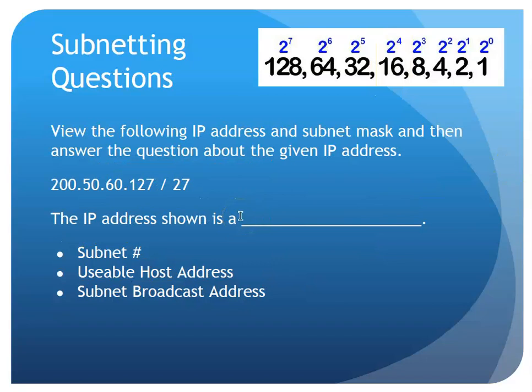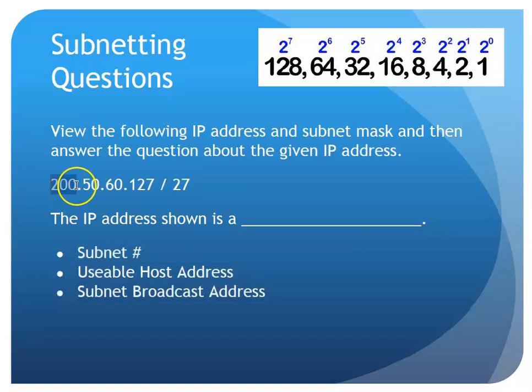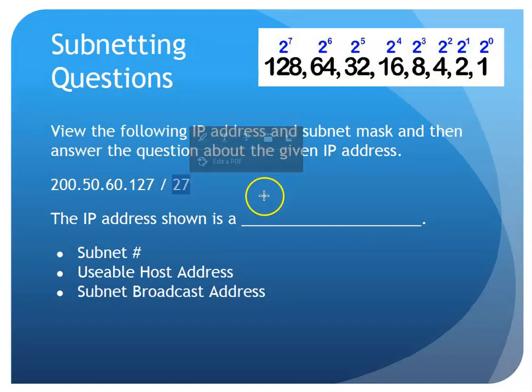The next type of question is: given this, what is it? Is it a subnet, usable, or broadcast? Because that's important in a network. Can I use this thing? Can I do anything with it? Well, with 200, we're dealing with class C. /27 means 3 bits were borrowed, because 24 is the default. With 3 bits borrowed, there are 5 bits in the host. Now, with this one, we need to write something out. It's going to be helpful to write it out real quick, so let me show you the next slide.